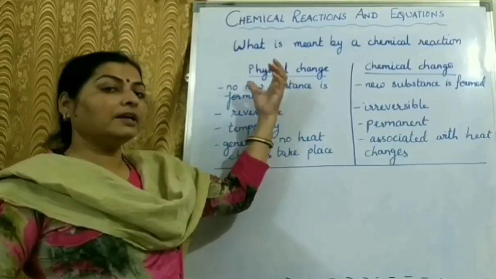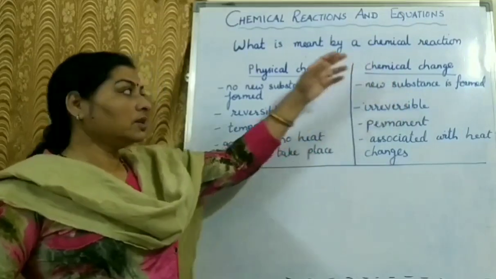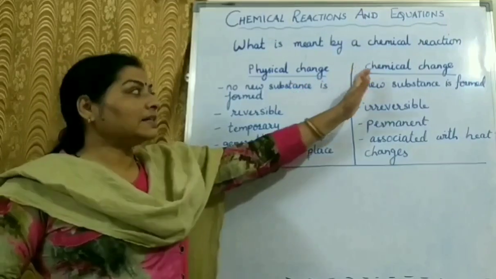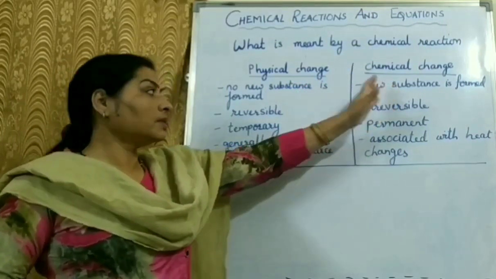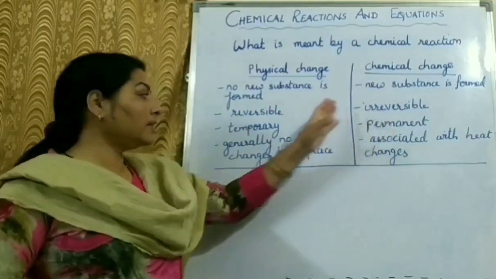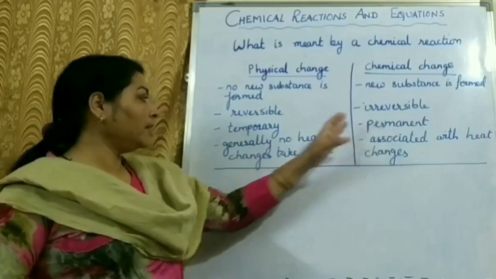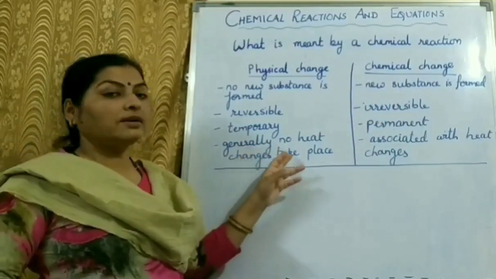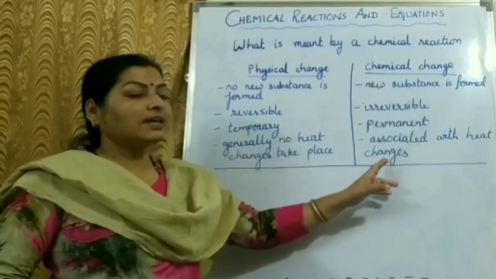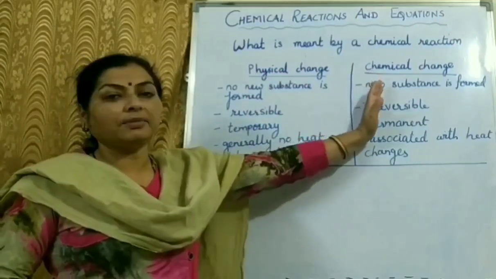knowledge which you have gained in class 9, that is the difference between physical change and chemical change. So as we know that in a physical change, no new substance is formed, whereas in a chemical change, a new substance is formed. Physical changes are reversible, chemical changes are irreversible. Physical changes are temporary, whereas chemical changes are permanent. No heat changes generally take place in a physical change, whereas chemical changes are associated with heat changes. So these are the basic differences between a physical change and chemical change.